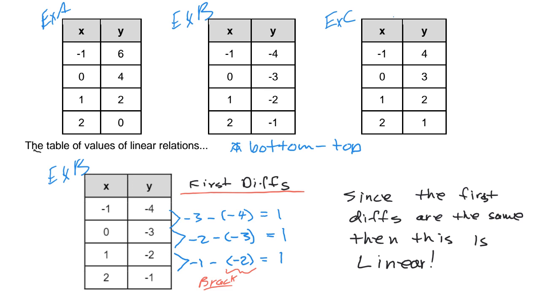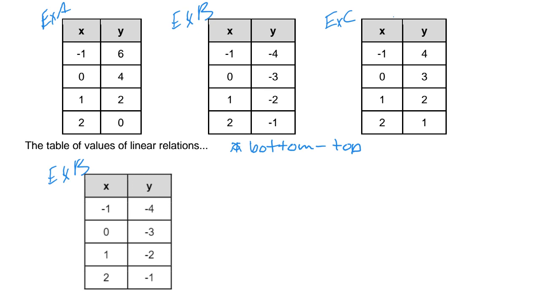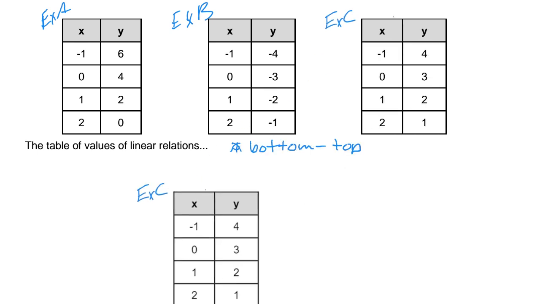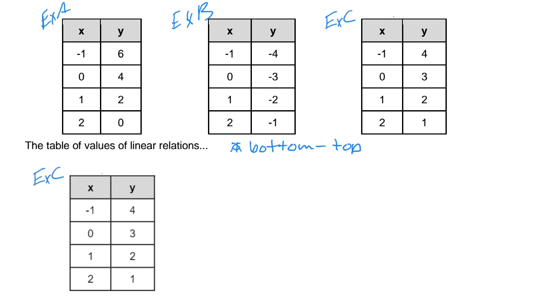And that's it. And so now let's move on to part C. Same thing, but this time you're going to pause me, try it, and see if you come up with the same numbers as me. So now let's clean this up, get rid of some of this stuff, and start our new problem. Now we're going to take a look at example C. Pause the video and check to see if this is linear.